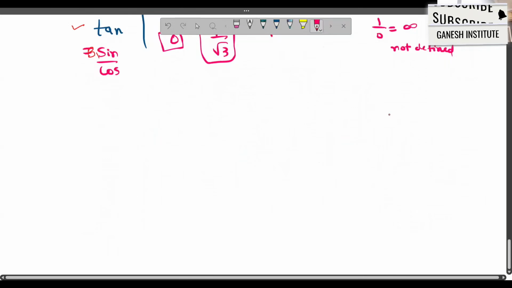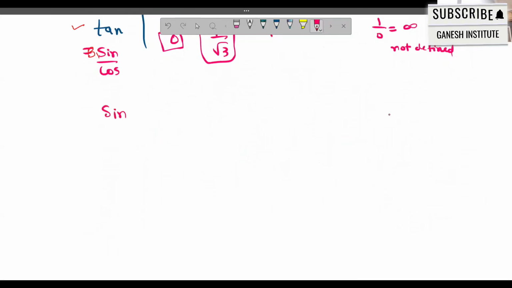Great. Now, I was telling you about the formulas for sine and cos. So just remember at least the sine and cos ones. The differentiation of sine is cos, and for cos it is minus sine.